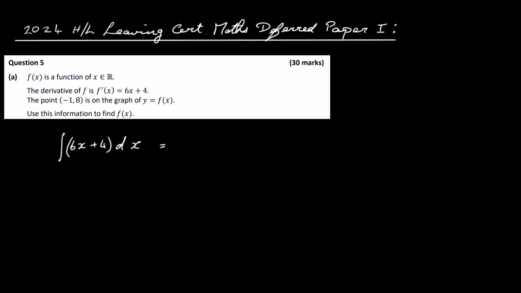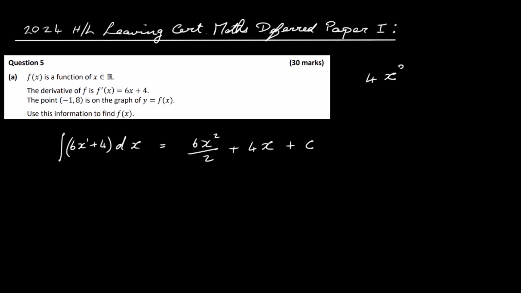So 6x when we integrate it will be 6x squared over 2. This is x to the power of 1, increase that by 1 and divide by the power. 4 actually has an x to the power of 0 attached to it, if you like, which is just 1, so that's why we don't see it here. But increase the power by 1, so that would be 4x to the power of 1, and divide by 1 as well. So that's really it, but we've just got to ensure we add the constant of integration.